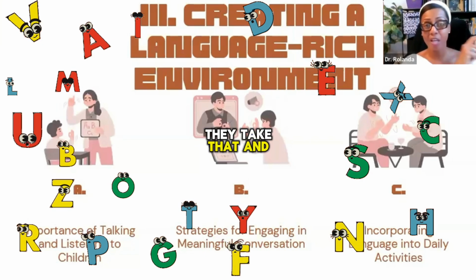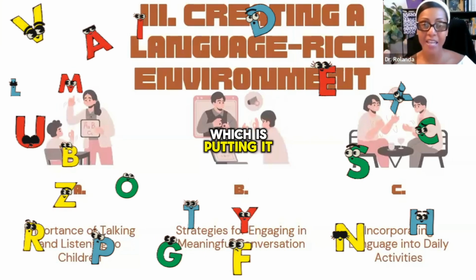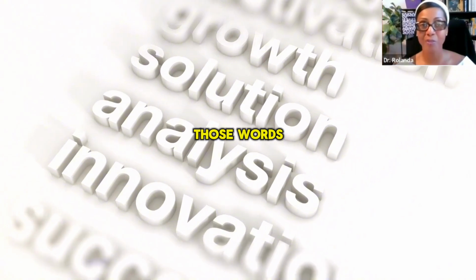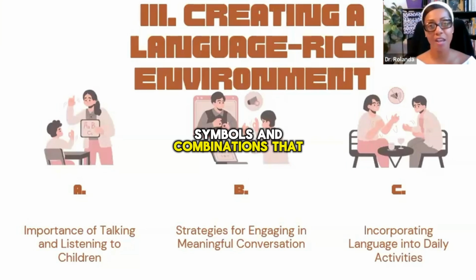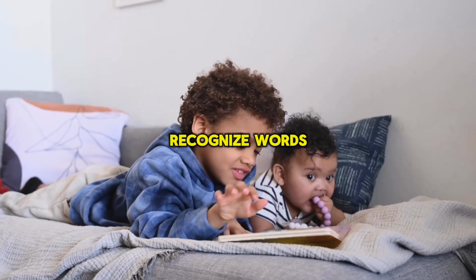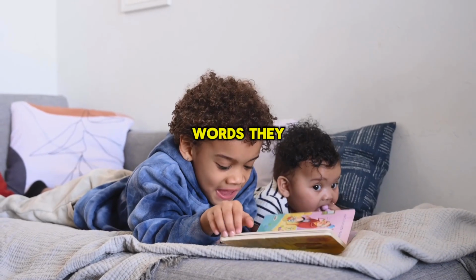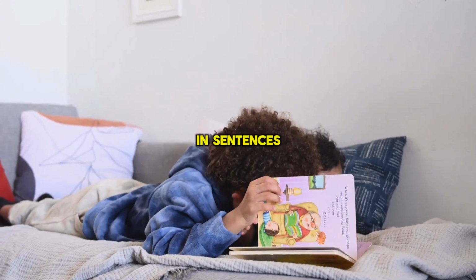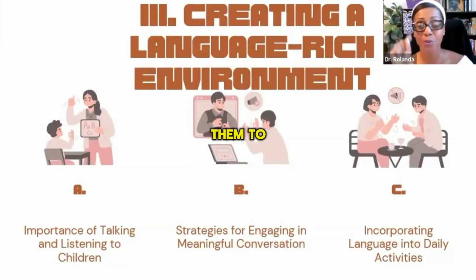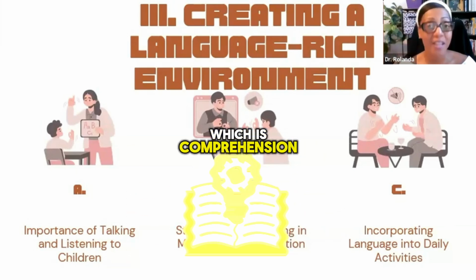They take that and go to the next thing, which is putting it together to make words. Those words build vocabulary. So then you build their vocabulary, as many words and symbols and combinations that you can. You get them to recognize words. And then after they start to recognize the words, have them put them in sentences, because that will drive them to the next phase, which is comprehension.